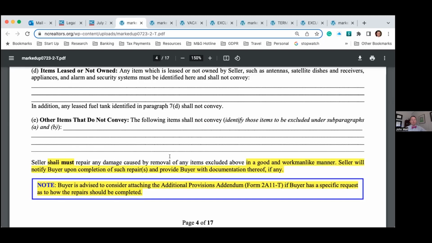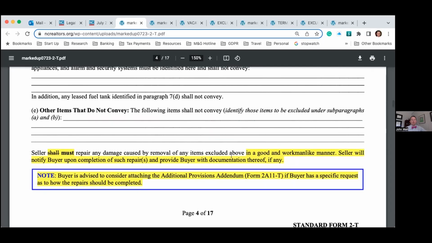Interestingly, if the seller does exclude them, there's been a slight change here. Anything that the seller does with respect to damage caused by removal of any of the items, so say they exclude some exercise equipment and remove it, they have to repair that in a good and workmanlike manner. That's not an exact science. There's no exact definition. However, we all know what that looks like. And generally, you're going to look at it through the eyes of a reasonable person. What would a reasonable person believe to be good and workmanlike manner, right?